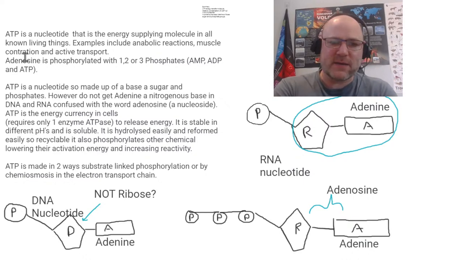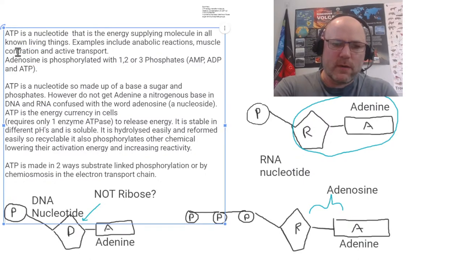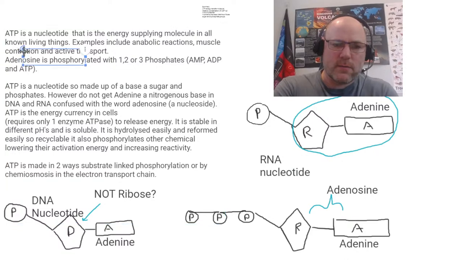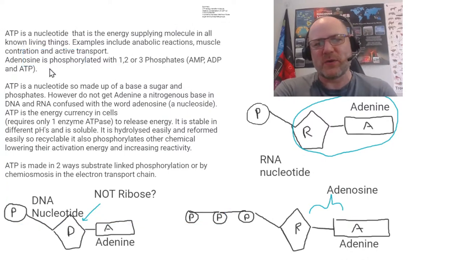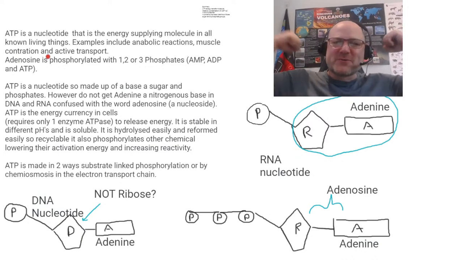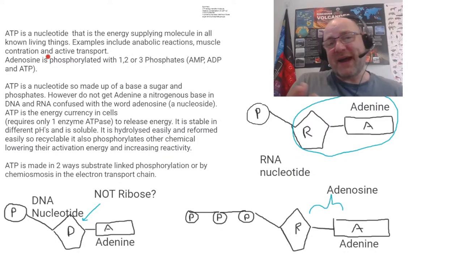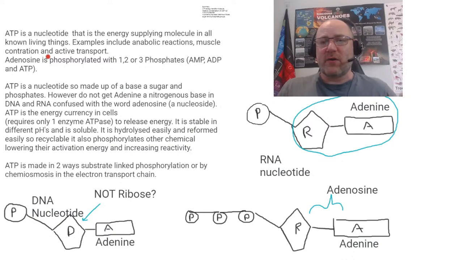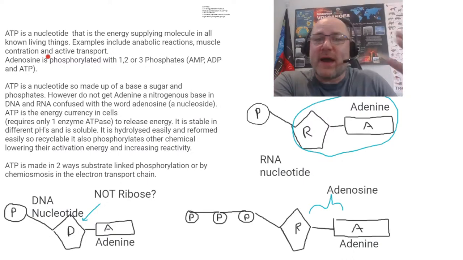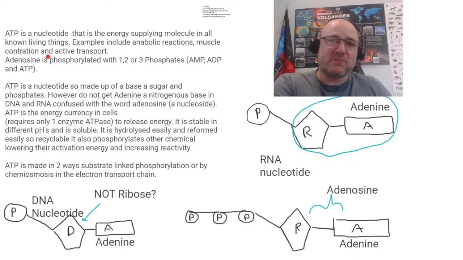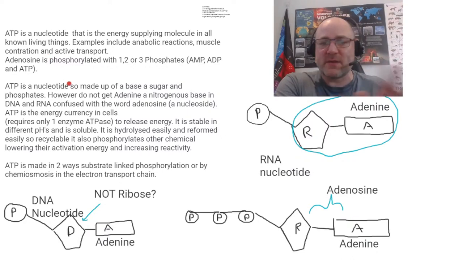Just seen a spelling mistake. Oh, let's just give up on that. There's supposed to be a C there in contraction, so watch out for that. Muscle contraction, when you squeeze your muscles, you need ATP. It requires energy. And the active transport of minerals and ions and stuff around your body in various processes, the active transport of nitrate ions into the roots of plants, all of that requires ATP. They're just some of the things.